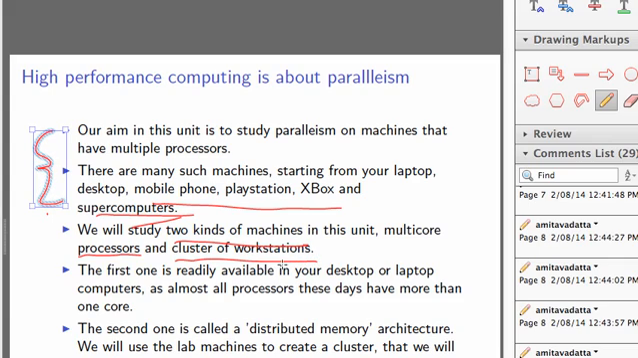The cluster of workstations can be viewed as a parallel machine if you combine several of your desktops into a network and solve problems by breaking them up into smaller problems. So the first one is readily available in your desktop or laptop computers, and the second one is called a distributed memory architecture. The first one is actually called a shared memory architecture because we'll see that the threads that will run on your multi-core machines will share their memory in some sense. We have to understand that later.